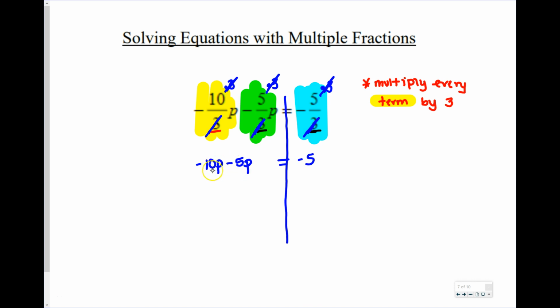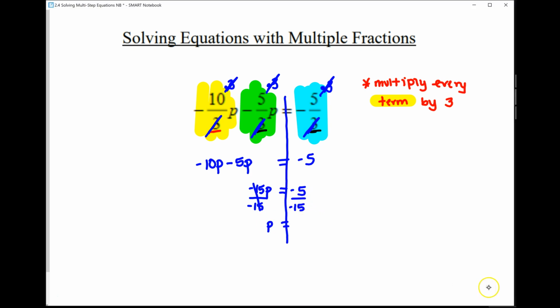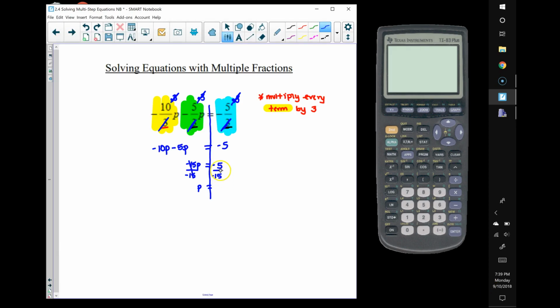I can combine these like terms, negative 10p and negative 5p, to get negative 15p. And the negative 5 over here drops down. I divide both sides by negative 15 to get rid of that, to get p by itself. They cancel out, and now be careful. 5 divided by 15 is not 3. I know you think it is, but notice the 5 is on top.